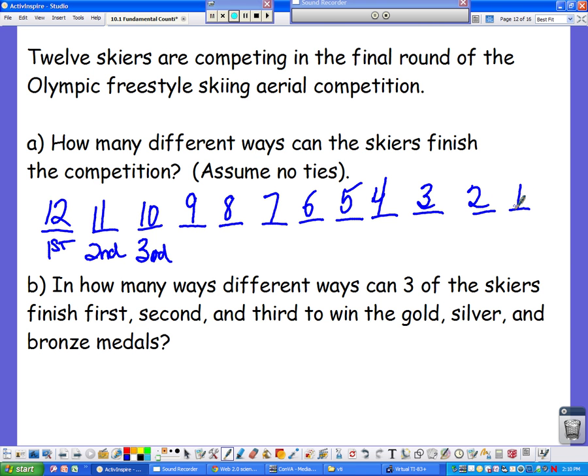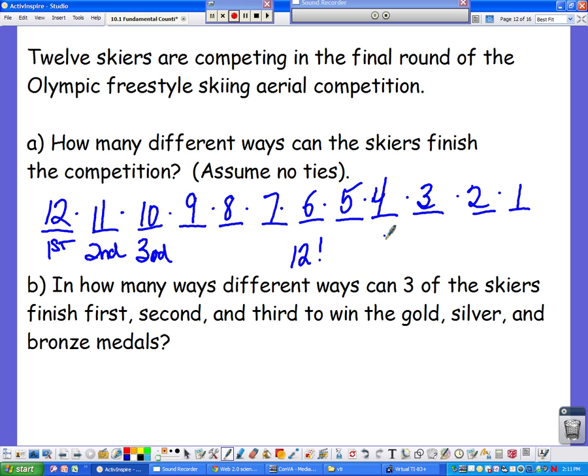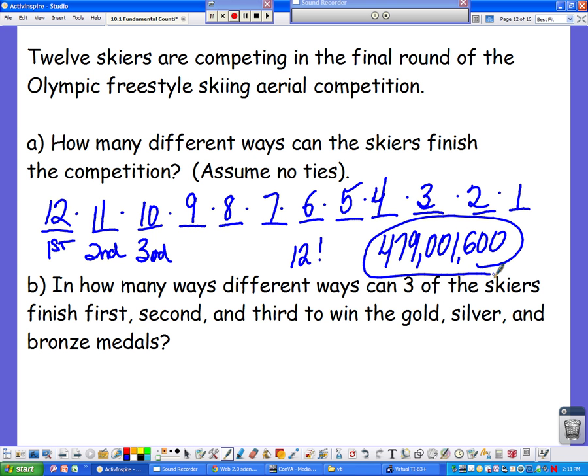And remember, the fundamental counting principle says if I want to determine how many ways this can happen, I'm just going to multiply. Now remember that when I go from a number all the way down to 1, another way to do that, the fastest way, is to do just 12 factorial. Let's pull up our scientific calculator. So we're just going to do 12 factorial, which gives us 479,001,600 different ways that 12 skiers can finish the race.